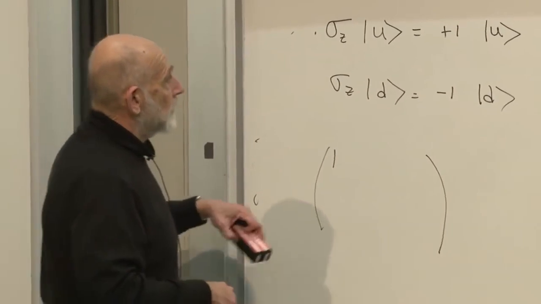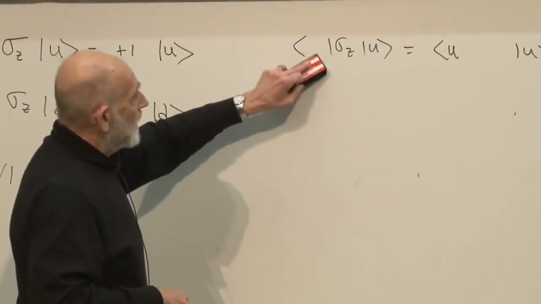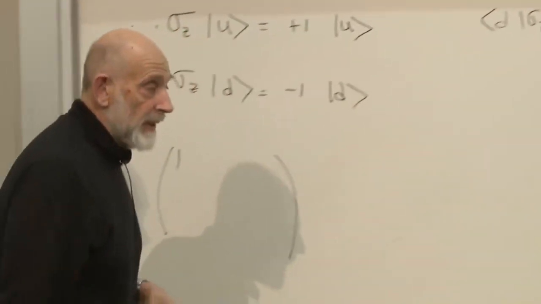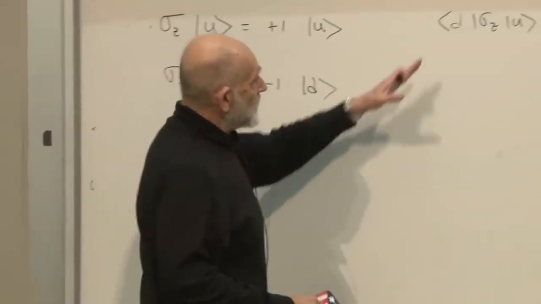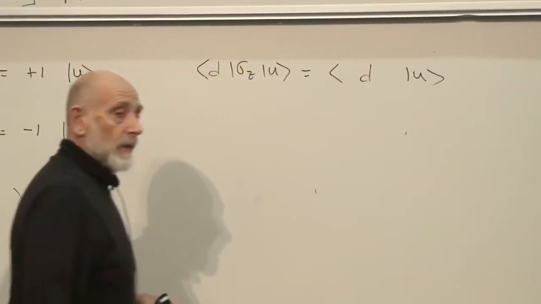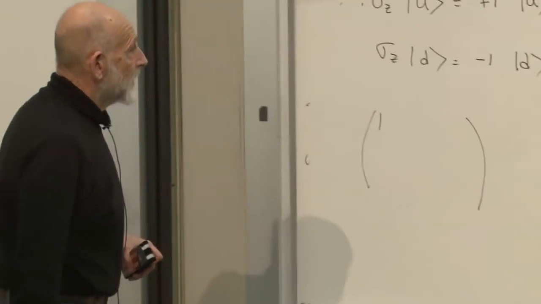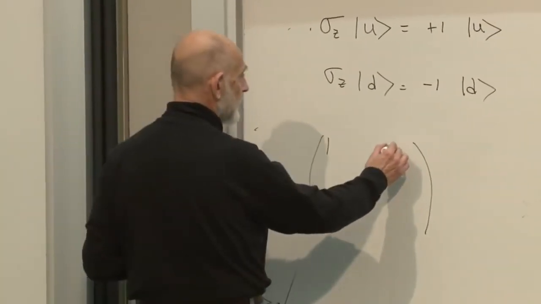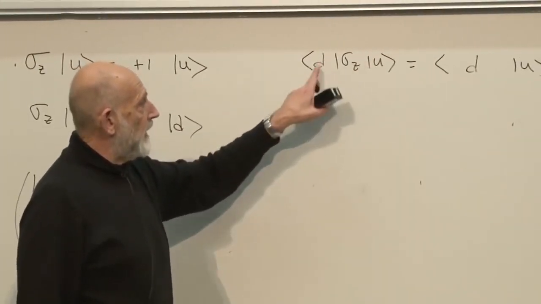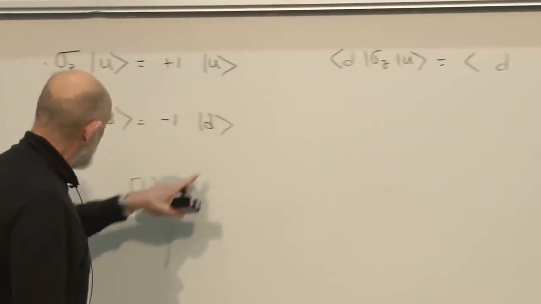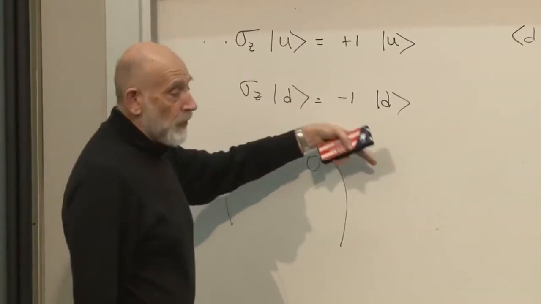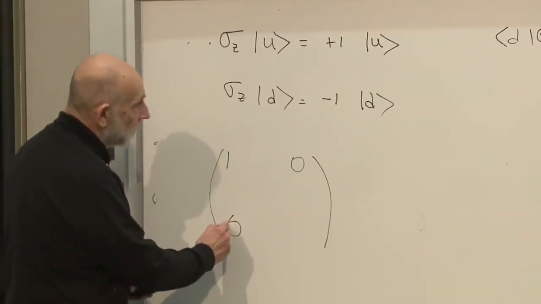Now, what about the off-diagonal element? That's going to be equal to the inner product of down with up. What's that? All right, 0 over here. I would get exactly the same thing if I put down over here and up over here. Then I would use this equation over here. Let sigma z act on down, and then take its overlap with up, and I would get 0 again.